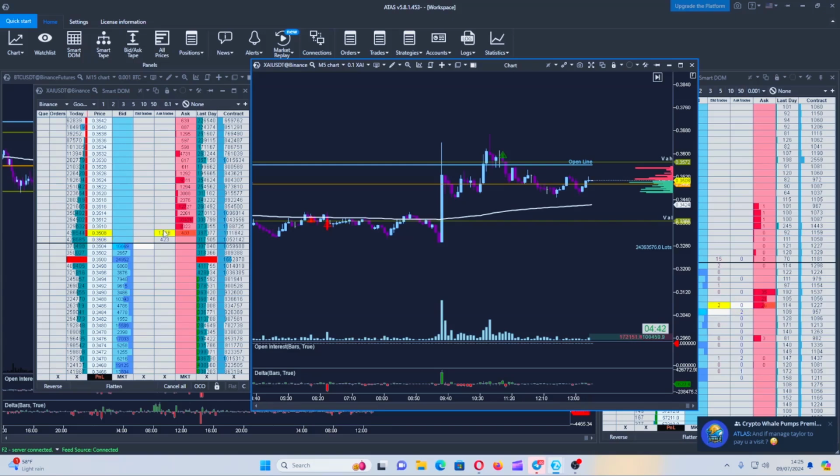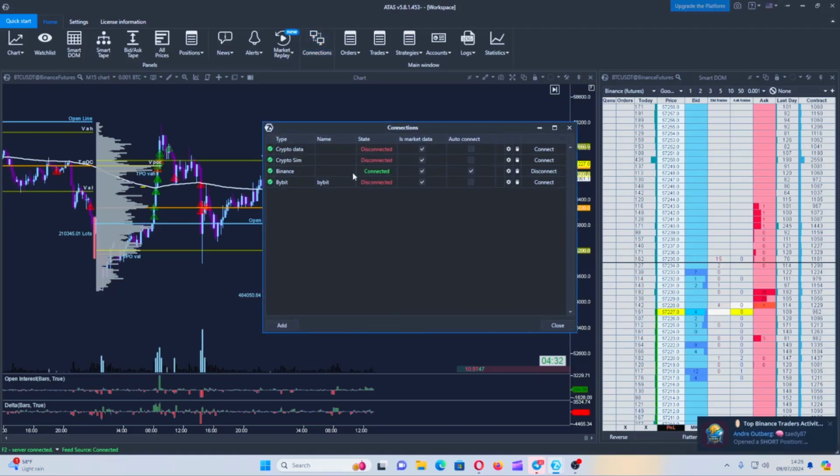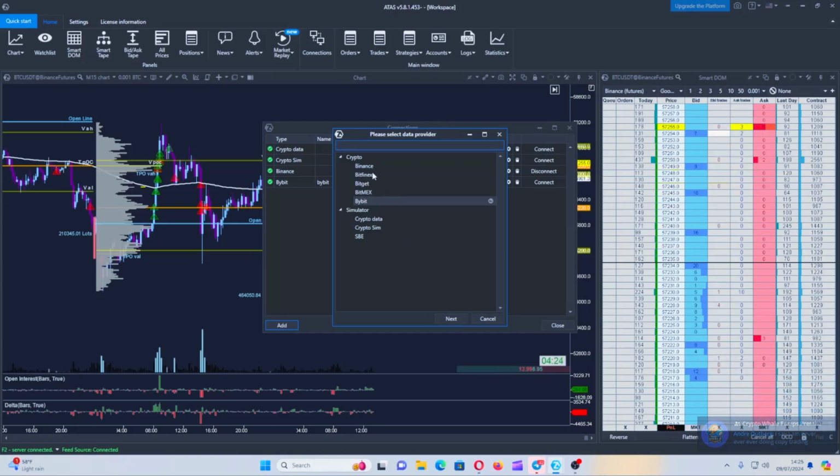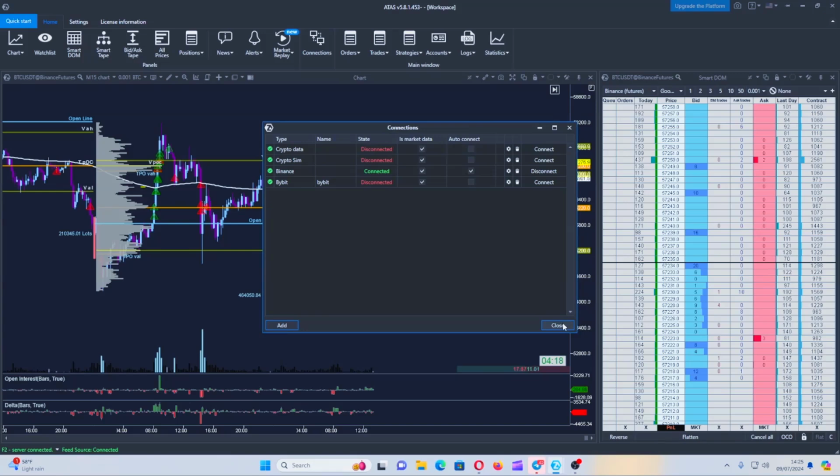This is not the only order book. This is just Binance that I'm using, but you can look at others. There's Binance, there's Bybit. Let me have a little look. We've got connections here, Binance, Bybit. Let's add a connection: BitMEX, BitGet, Bitfinex. These are the exchanges that you can actually use in the ATAS trading platform.